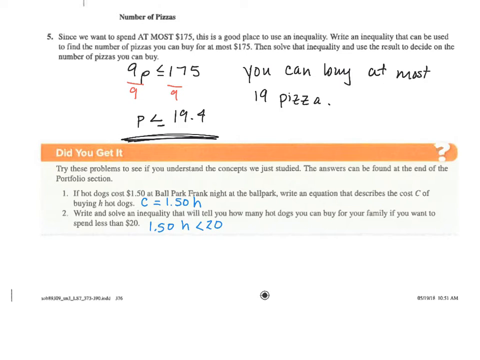Let's put this in our calculators. Divide both sides by $1.50. And I got 30 exactly. That's nice. So you'd have to get less than 30 hot dogs.